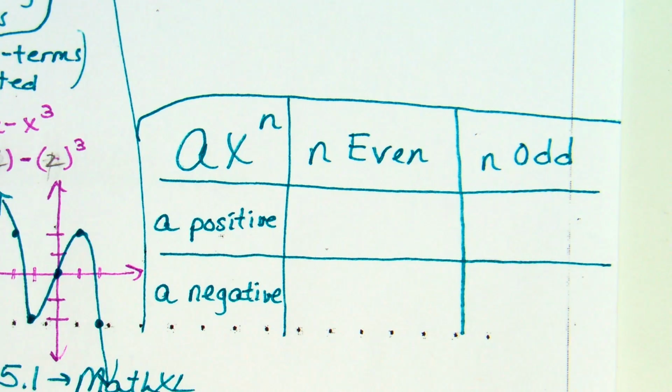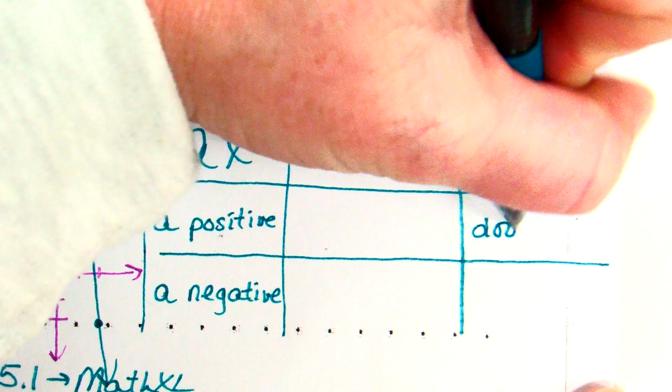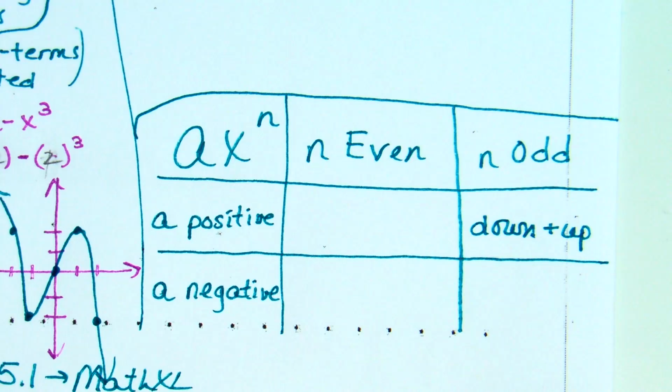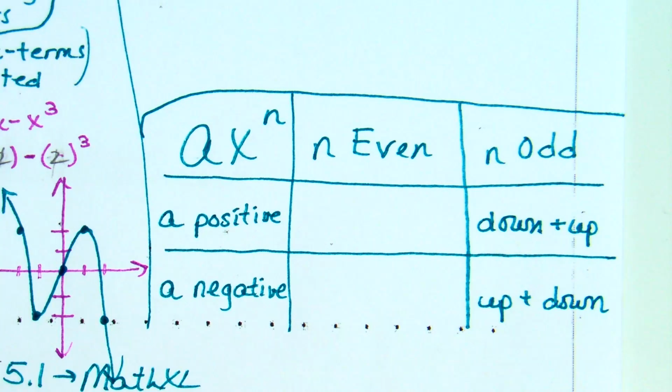Now, we didn't really focus on this today, but what if n is even? Our even example you guys know is x squared. What's the end behavior on x squared when it's just y equals x squared? Up and up. So whether it's x squared, x to the 4th, x to the 6th, x to the 8th, if a is positive, end behavior is up and up. What if there's a negative out front? Down and down.